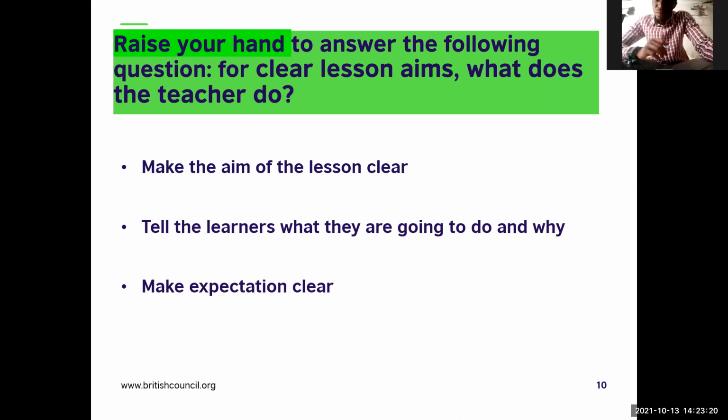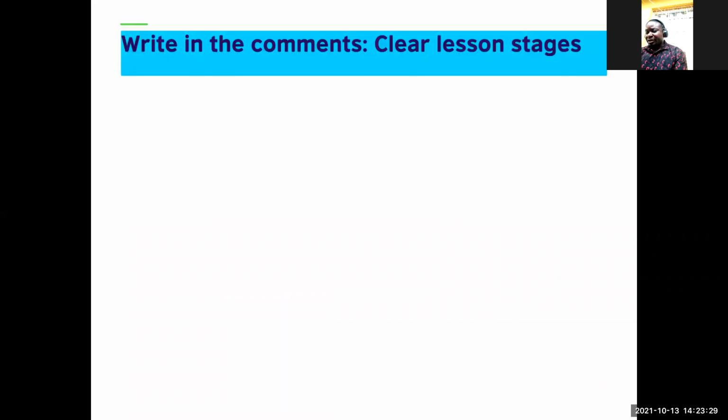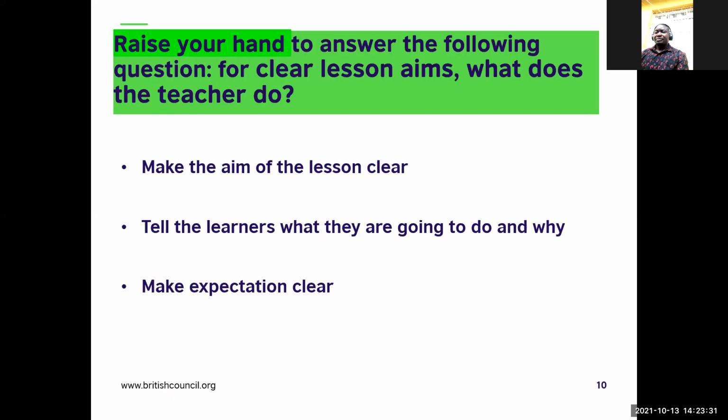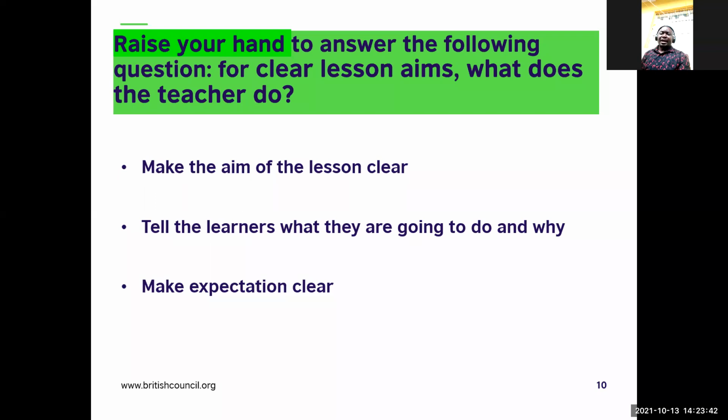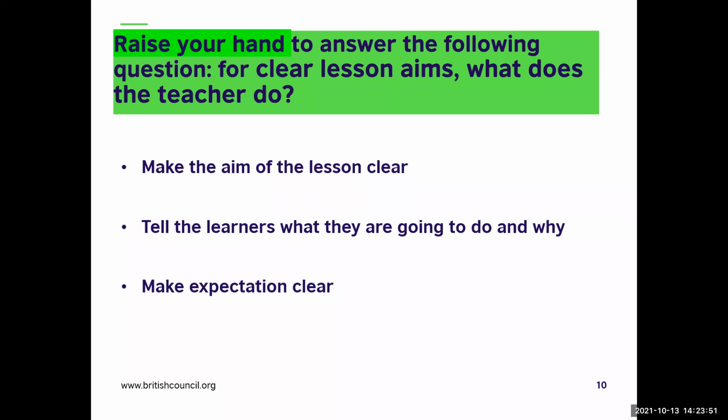So the second stage is making clear lesson stages. After making your aims clear to your learners, the second one is clear lesson stages. In doing so, next, curious, I can see a hand. Would you want to speak a little bit? Yes, I wish to make a contribution.